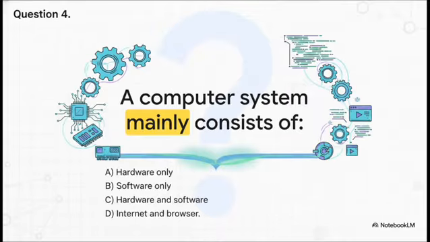Question 4. A computer system mainly consists of A. Hardware only, B. Software only, C. Hardware and software, or D. Internet and browser. Let those mental gears turn. Remember how we said the hardware is totally asleep without instructions? The system needs both parts to function, making C. Hardware and software the correct choice.